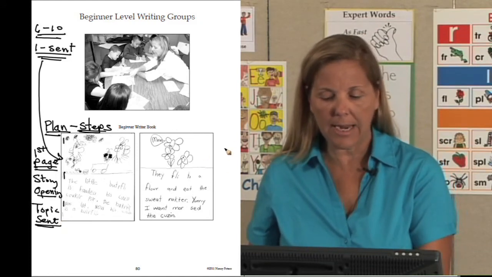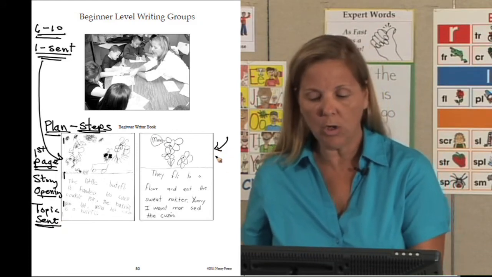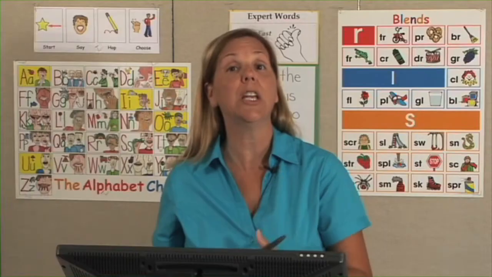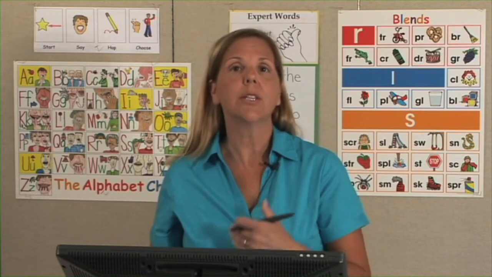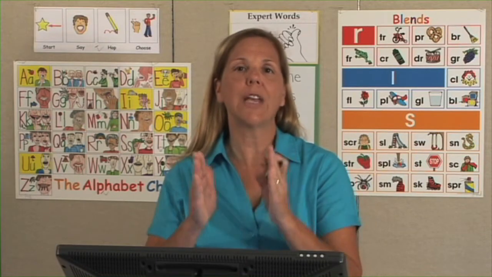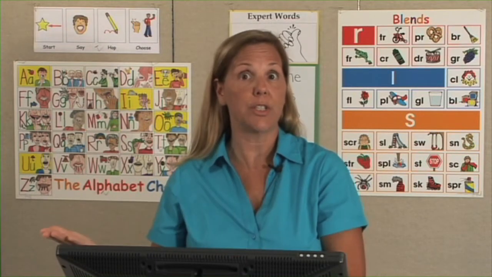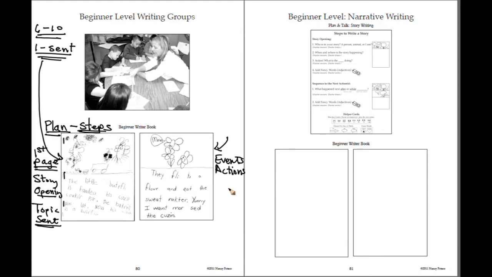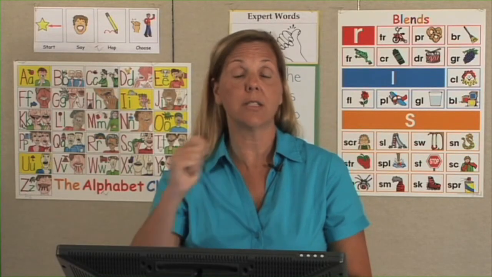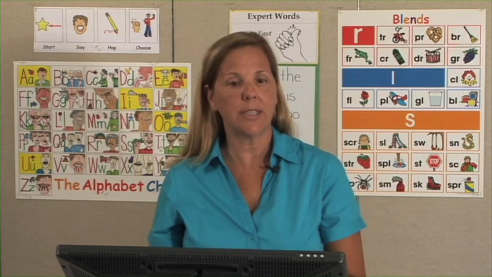The second page, if it's a story, will be events or actions that the character will be going through in the story. So each page after the first page of a narrative are just actions until the story's done. Each page for information will be details. So you'll have pages of details about the topic sentence if it's information. That's how this is set up.